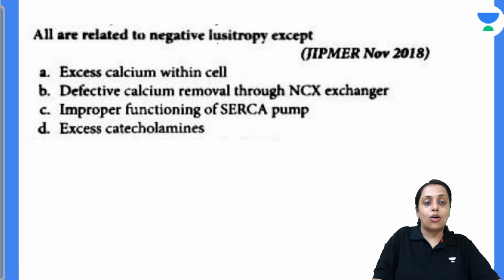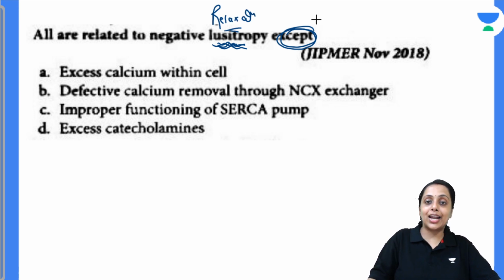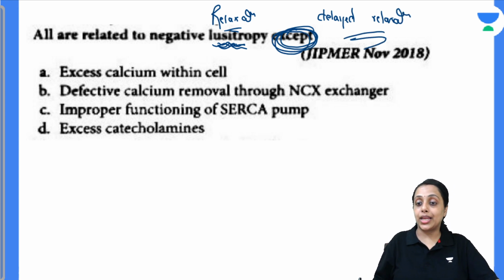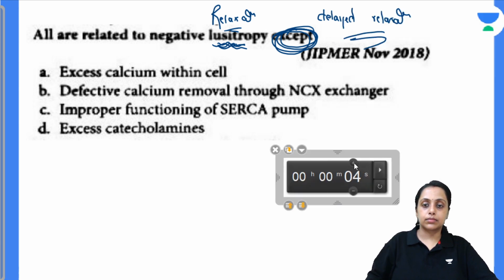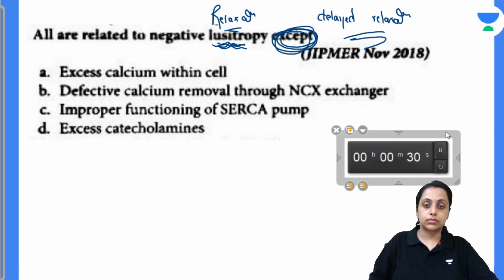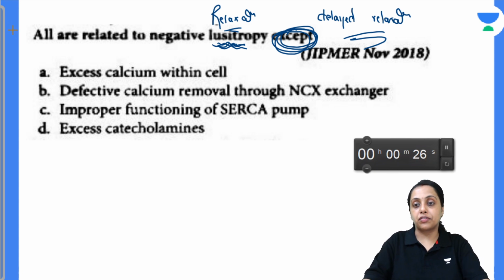Coming to the next one. What all are related to negative lusitropy except? Anybody, what do you mean by this lusitropy? Lusitropy stands for relaxation. So negative lusitropy, or you can say delayed relaxation, is seen in all situations except: excess calcium within the cell, defective calcium removal via the sodium calcium exchanger, improper functioning of the SERCA pump, or excess catecholamine. All are related to negative lusitropy except.